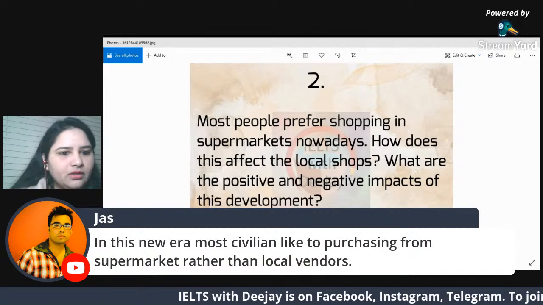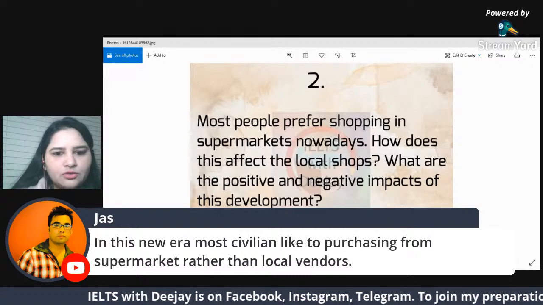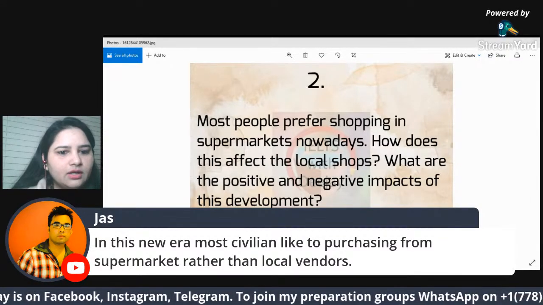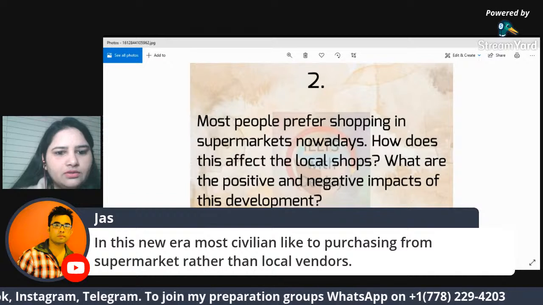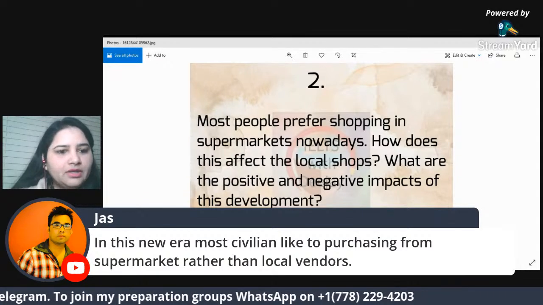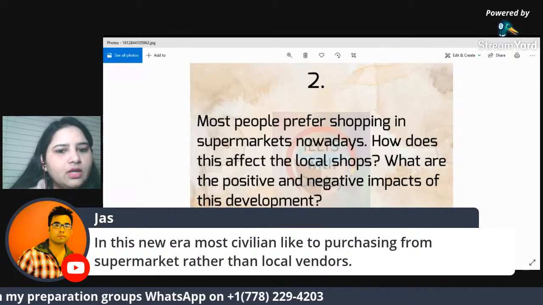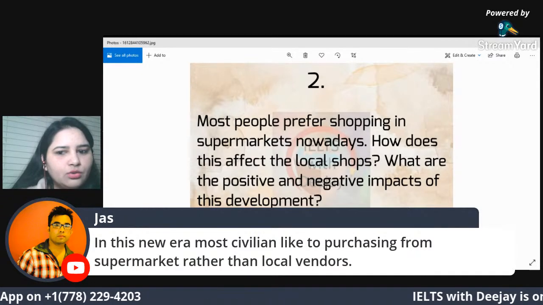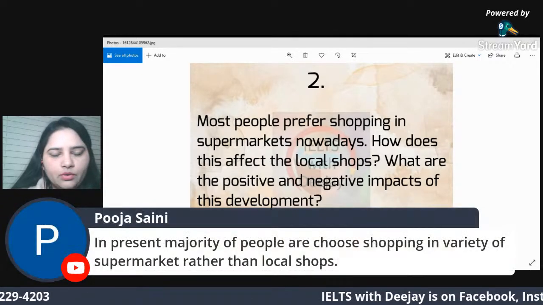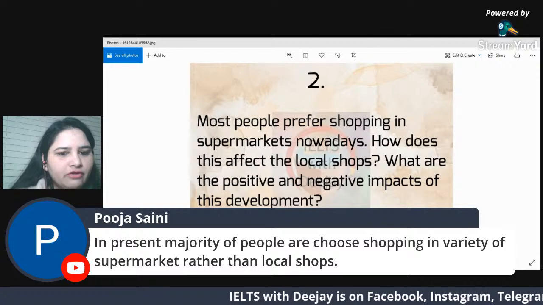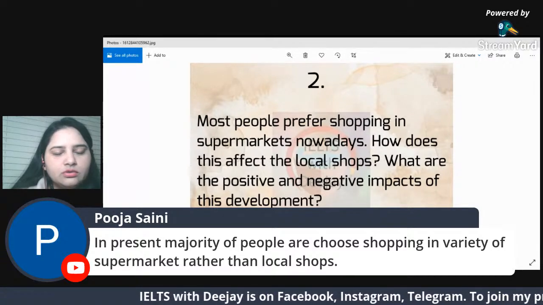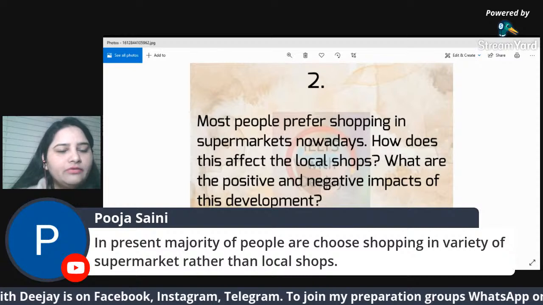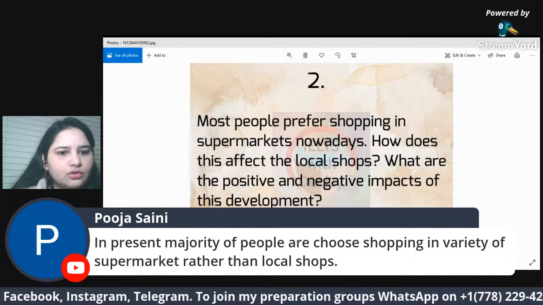Next is, in this new era, most civilians like to purchase from supermarkets rather than local vendors. Then you have to talk about the impact as well, that it has a negative impact or positive impact. That is going to be your opinion. In present, majority of people are choosing to shop in a variety of supermarkets rather than local shops.